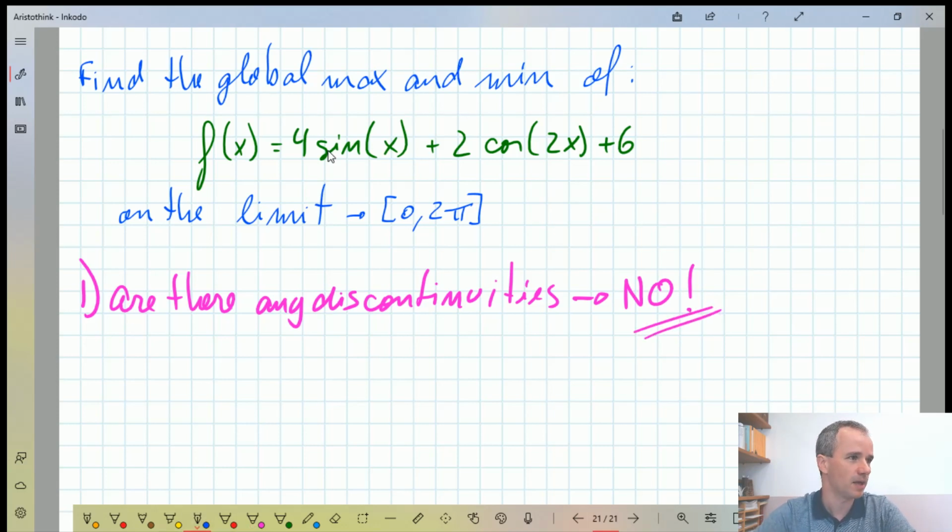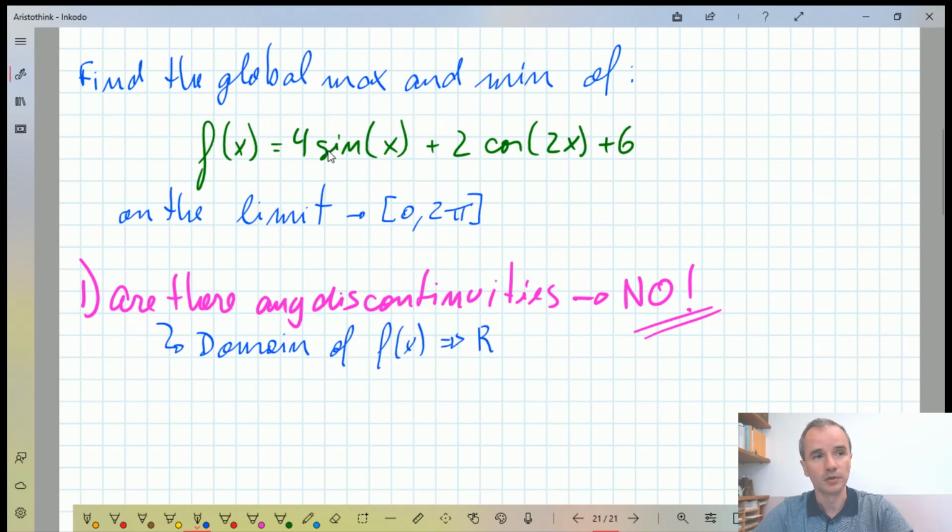And I can explain this by telling you that the domain of f of x is simply the real numbers. So everything can fit there. There is no problem. So we don't have to worry about any vertical asymptotes. Wonderful. One less thing to worry about. And now, let's discuss the second thing.